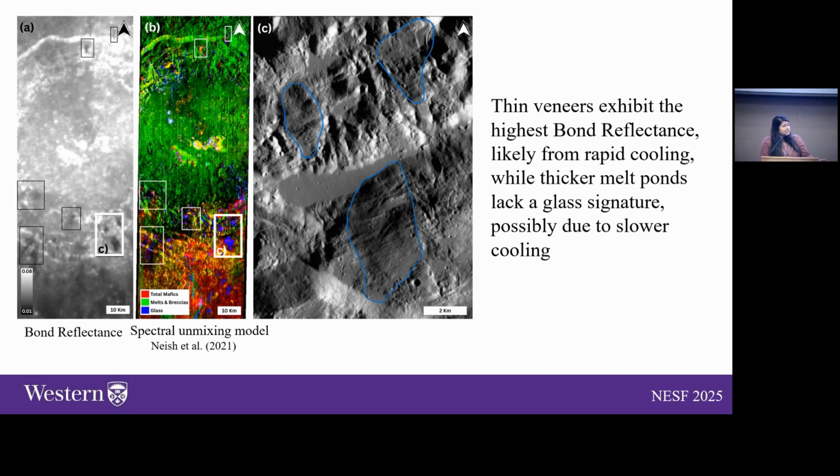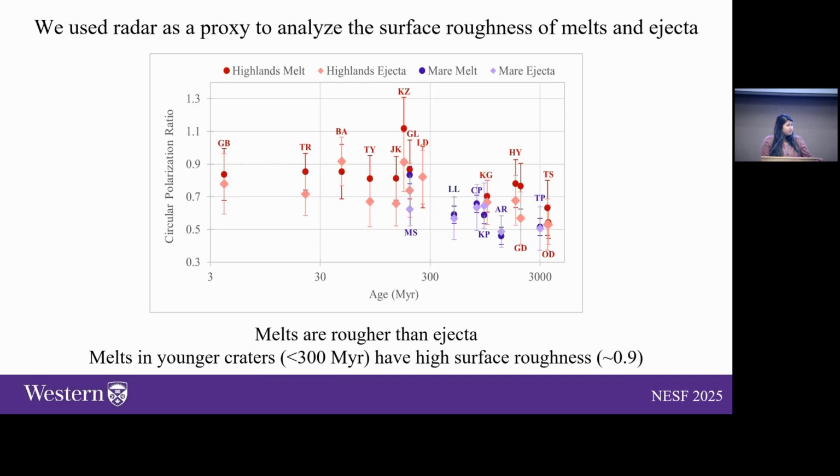What's more interesting here is that there is a very obvious impact melt pond sitting right there, but it doesn't pop out as much in the bond reflectance map or even in the spectral map, which is likely because impact melt ponds, being thicker, might take a longer time to cool, and impact melt veneers might cool faster as they're thin. And so that might form glass, compared to the other scenario, which is what you might be seeing here in this bond reflectance map.